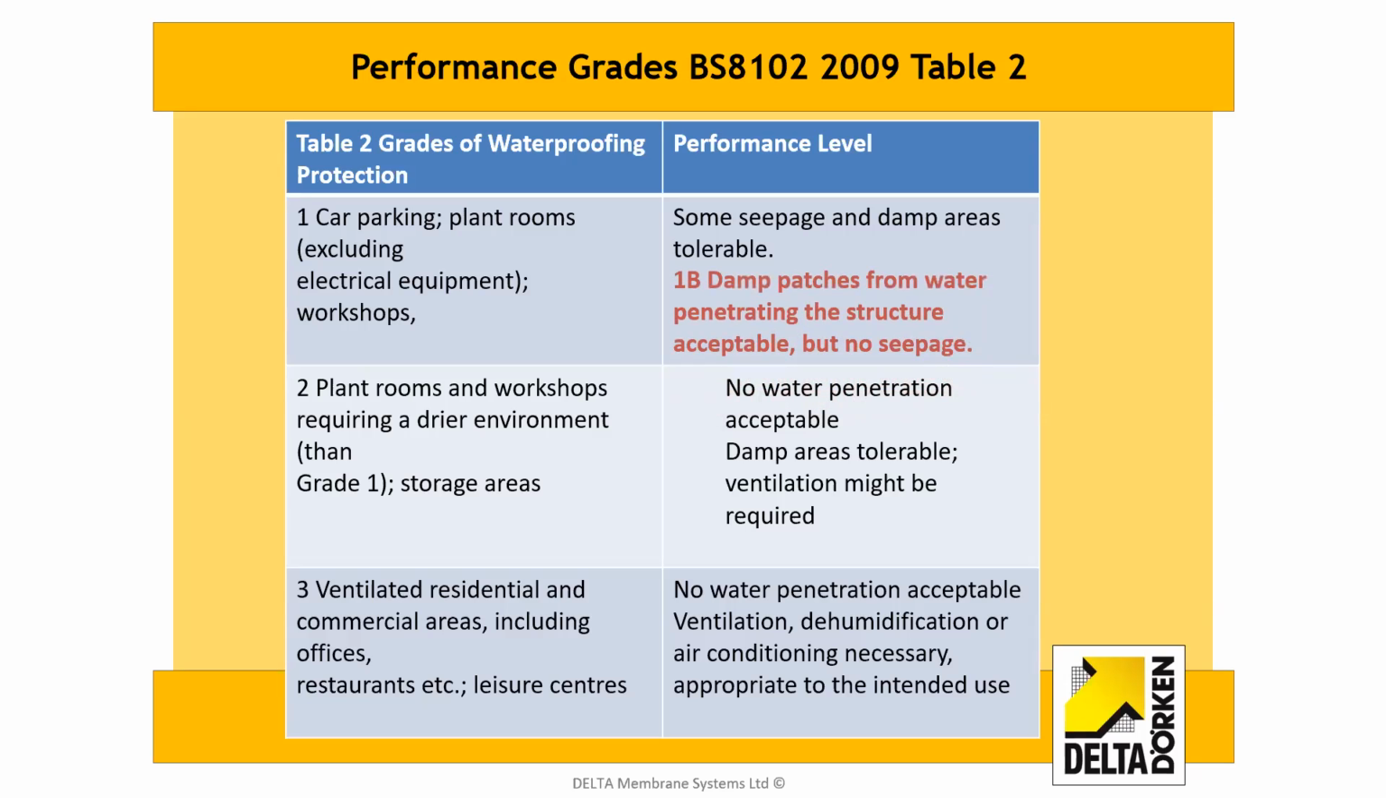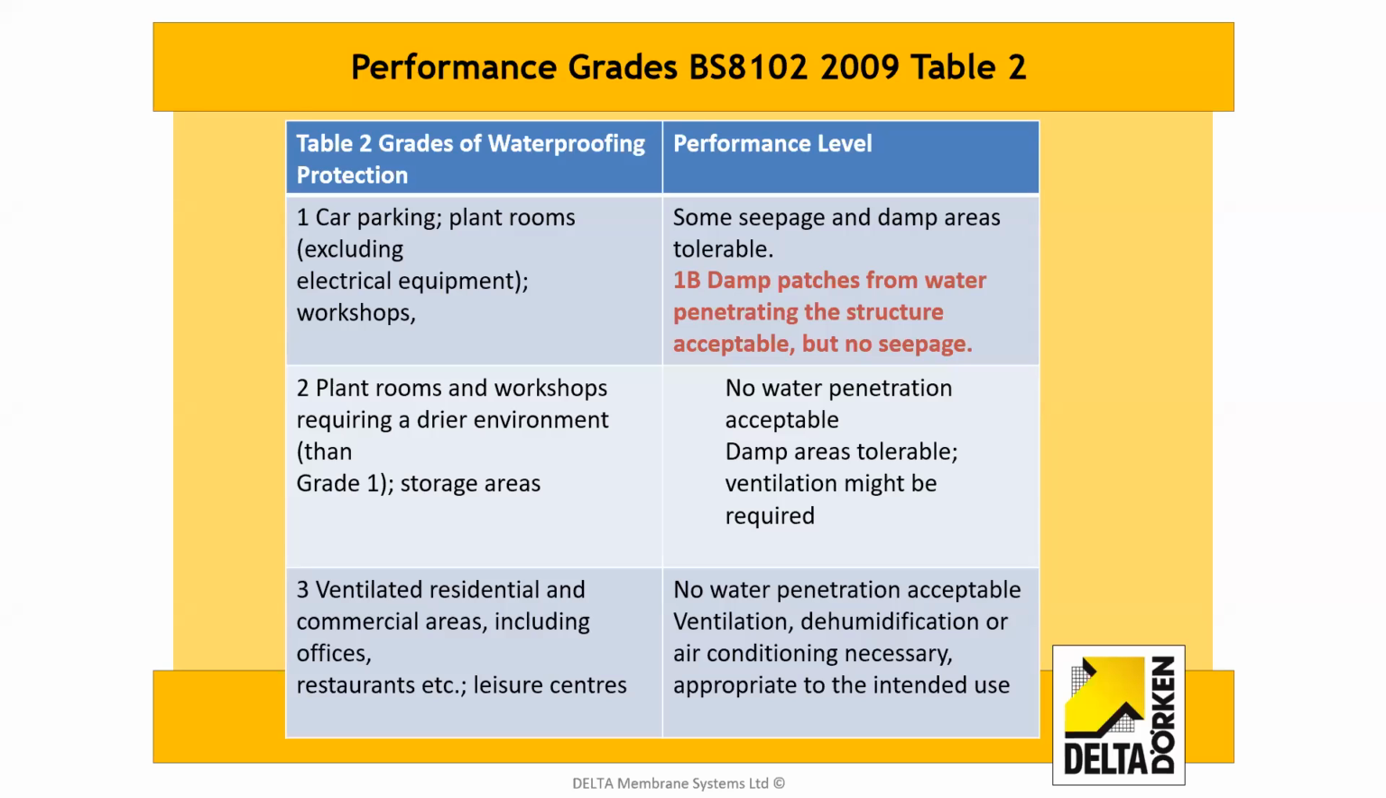The new standard, the 2022 standard, has introduced something called grade 1B, which is a little bit confusing, I think, because it says that we can have damp patches from water penetrating the structure, but we can't have any seepage. So if you can design me a structure which allows water to come through it, only emerge so slowly that it evaporates faster than it can come through as a liquid and thereby forms a damp patch, then I'll give you £1 million, because I don't think that's really feasible.